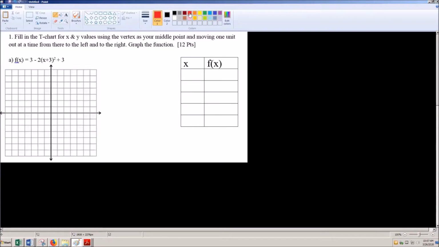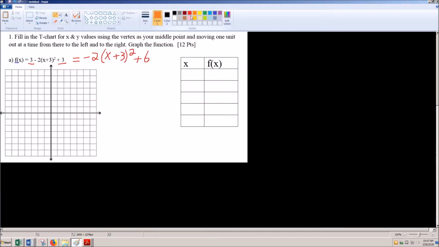So what form does this appear to be in? Right now it appears to look like a little bit of a mess. Here I have a 3 hanging out, and here I have a 3 hanging out. And those are like terms, so I'm just going to add them up. So this equation should look like -2, and then I've got my x plus 3 squared plus 6. Cool.